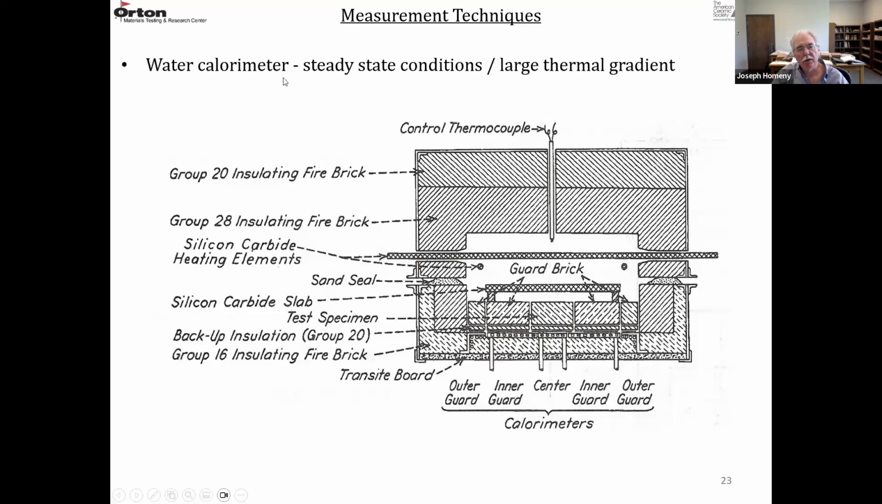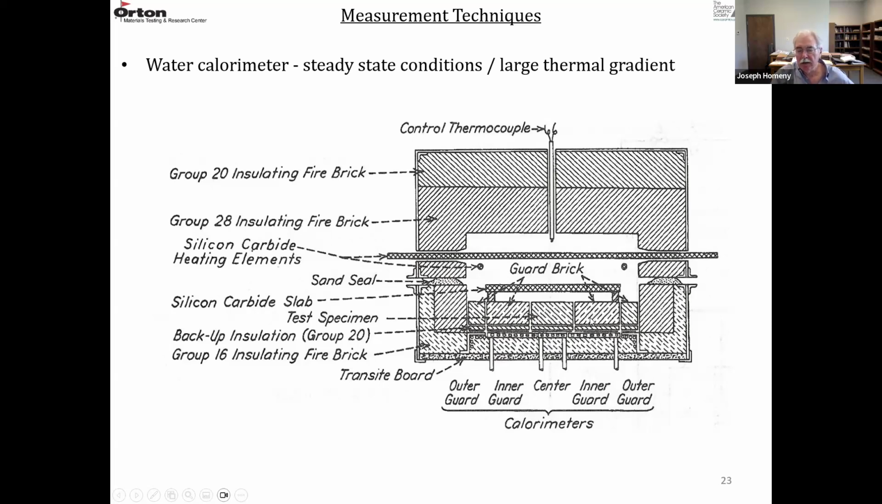In a water calorimeter, you have steady state thermal conductivity conditions, and you generate a large thermal gradient across your sample. So this is a furnace. This one has silicon carbide heating elements. Your samples are in the bottom part of the furnace. They're sitting on a water calorimeter. This is the cross section, the end view of 3 full-size bricks. Your test brick is right in the center over the center calorimeter.